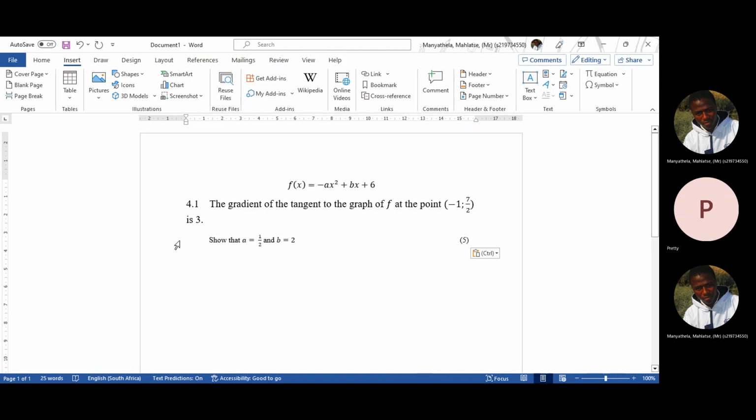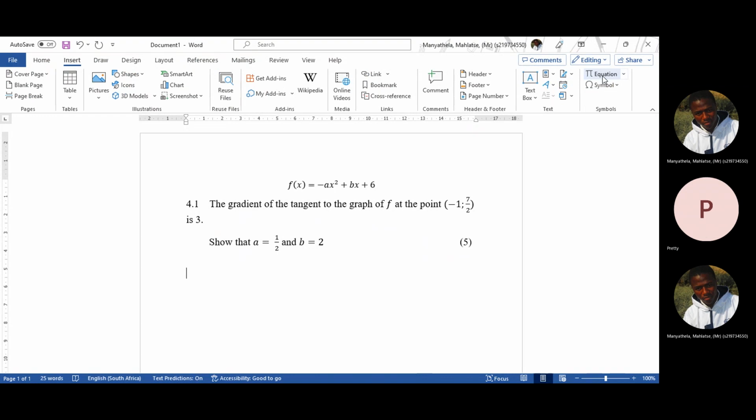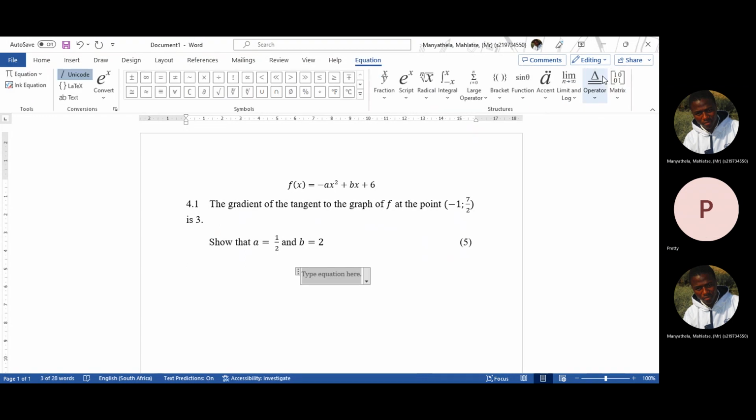The question says show that a equal to 1 over 2 and b equal to 2. So okay, we can start. First we are going to look for f prime of x, the gradient.